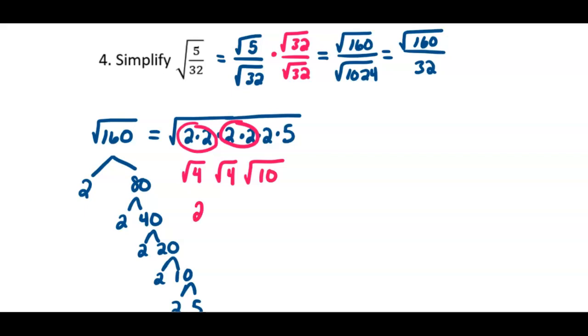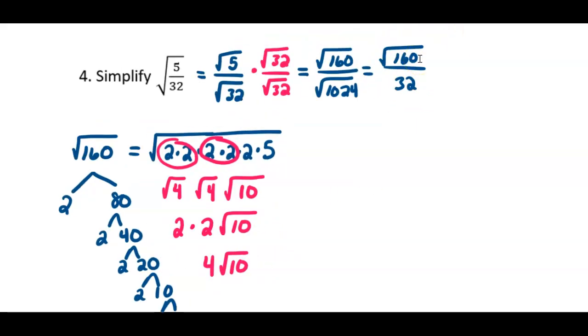Okay, the square root of 4 is 2. The square root of 4 is 2. The square root of 10 is just some decimal. The 2 times the 2 makes 4. Okay, so this isn't like our answer. This is what 160 is. So up here, the square root of 160, you can change that to be 4 square root 10 over 32.